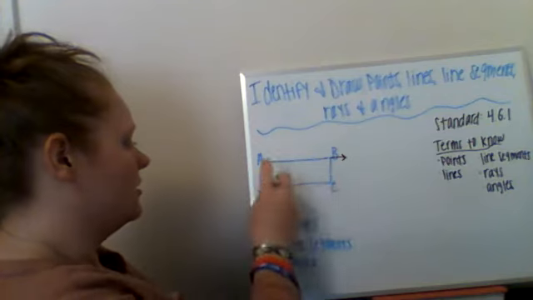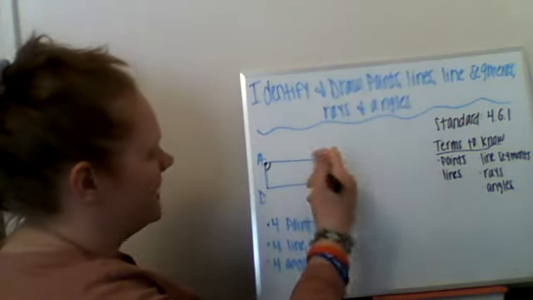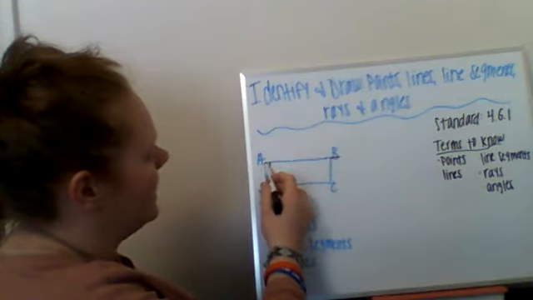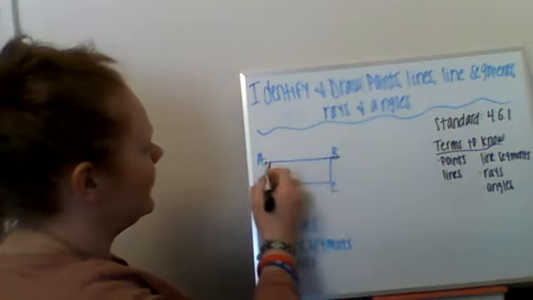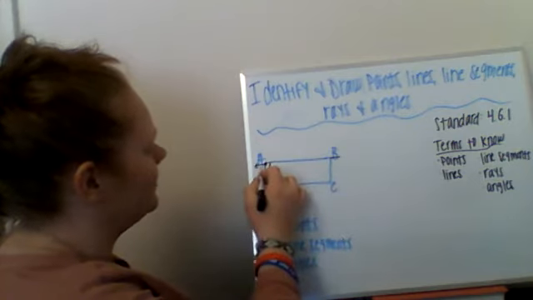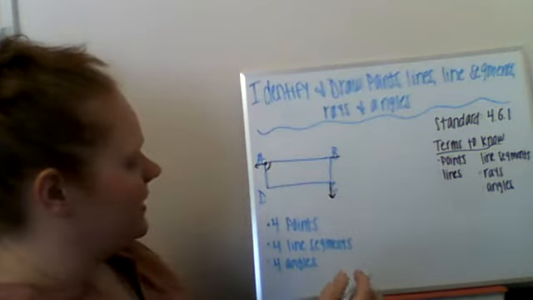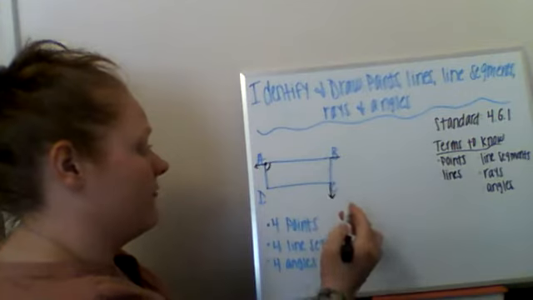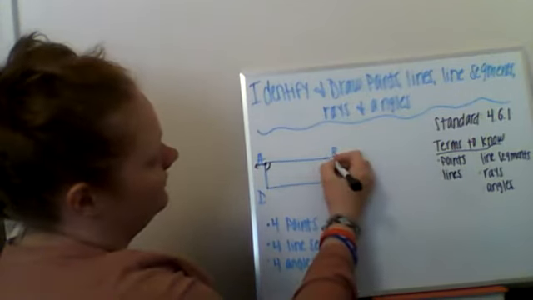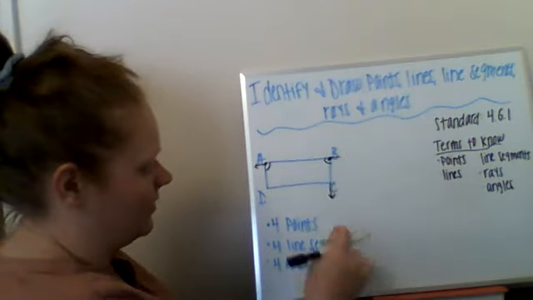Okay? Let's look at another angle that I see in here. If I look at line segment AB and line segment BC, if I extend AB out in one direction and I extend BC in another direction, the rays AB and BC share the same endpoint B, and they make an angle.